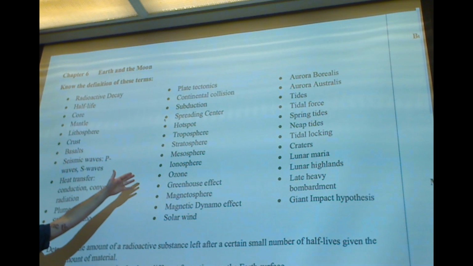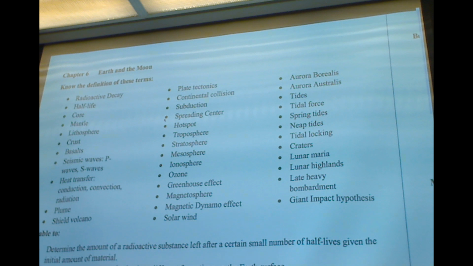Troposphere, stratosphere, mesosphere, ionosphere. So those are in correct order. Troposphere is the lowest layer. Stratosphere is the next layer up. Mesosphere is middle. Ionosphere. What do you have to know? Troposphere is where what is?